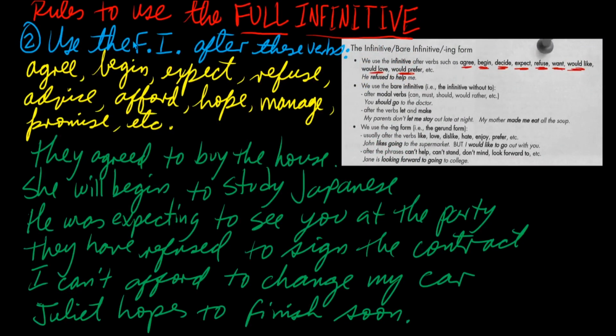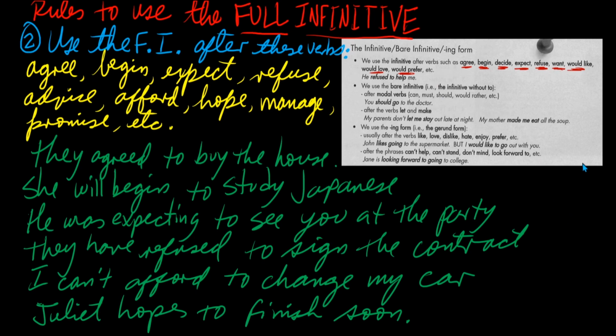Now the second rule for the full infinitive is after the verbs agree, begin, expect, refuse, advise, afford, hope, manage, promise, and so on. Again, here simple past. For example, they agreed to buy the house. Now future, she will begin to study Japanese. Now past progressive, he was expecting to see you at the party. No matter which tense you use for these verbs, the verb after, to buy, to study, to see, it's mandatory to put it in the full infinitive. Okay, so to and the verb.